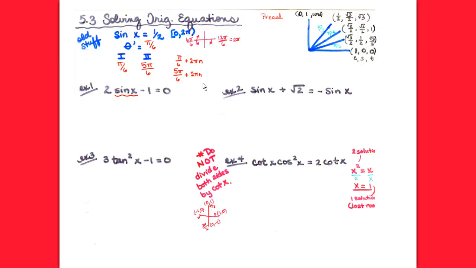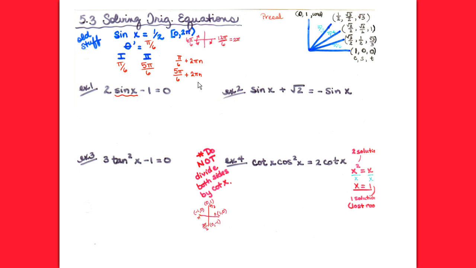So again, most of the time when we work, we're only going to be asked to give answers between 0 and 2 pi. But if they said find every answer on the face of the earth, then all I'd have to do is just tack that plus 2 pi n onto it at the end, and that would cover every other possibility. All right, so let's look at example number 1.